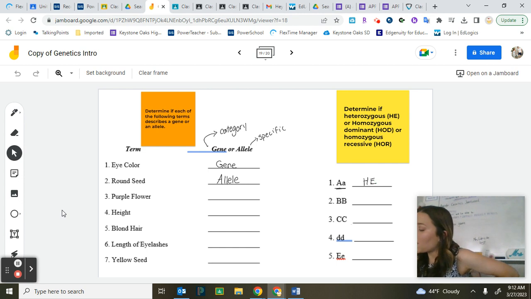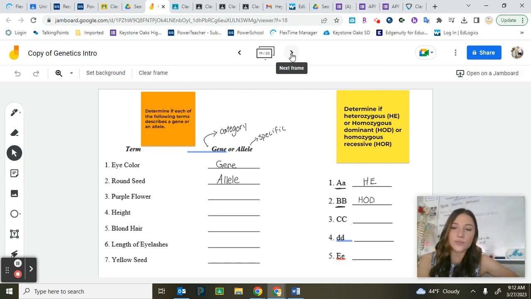The second one says big B, big B. Well, they're both capital. They're both dominant alleles. Therefore, it has to be homozygous. And since they're both capital, we said that they're both dominant. So we're going to write HOD for homozygous dominant. So you can continue down that column to finish those.